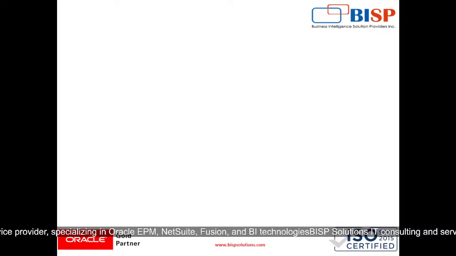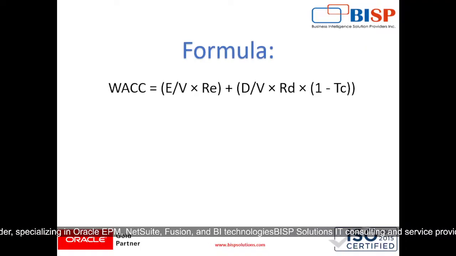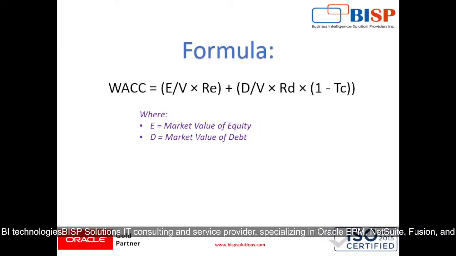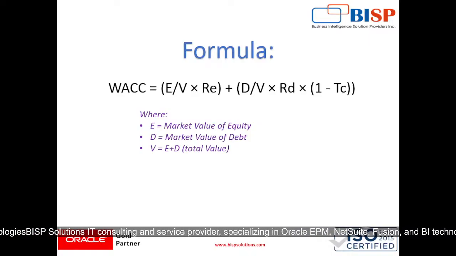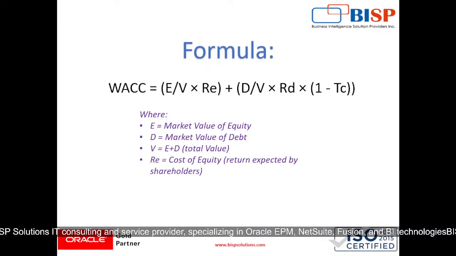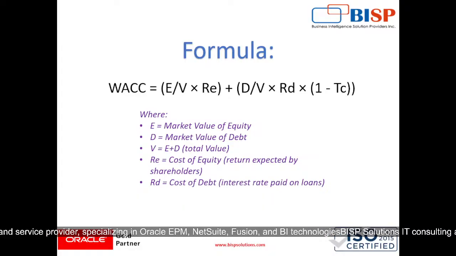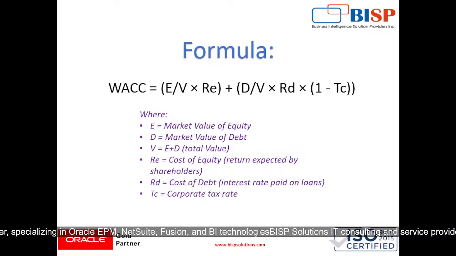The basic formula is WACC equals E divided by V times RE plus D divided by V times RD times (1 minus TC), where E is the market value of equity, D is the market value of debt, V is E plus D, which is the total value, and RE is the cost of equity, the return expected by shareholders. RD is the cost of debt, the interest rate paid on loans, and TC is the corporate tax rate.